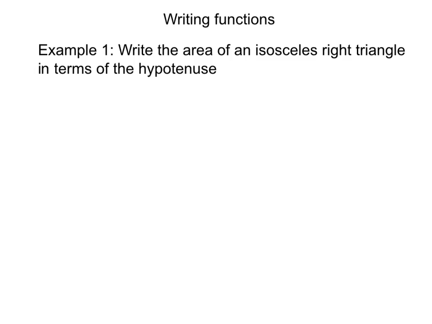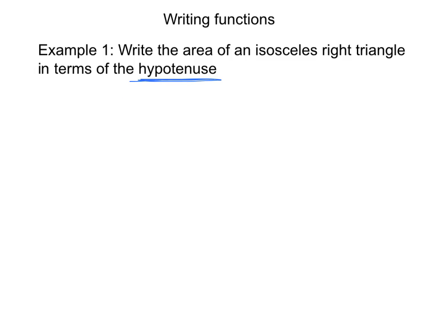Okay, so we're going to work on writing functions, in particular when we have to put a couple different formulas together. So when I look at this problem, write the area of an isosceles right triangle in terms of the hypotenuse. So I need the area, so I need some equation that starts with area, okay? And then on this side of the equation, in the end, I only want a hypotenuse, a variable for the hypotenuse.